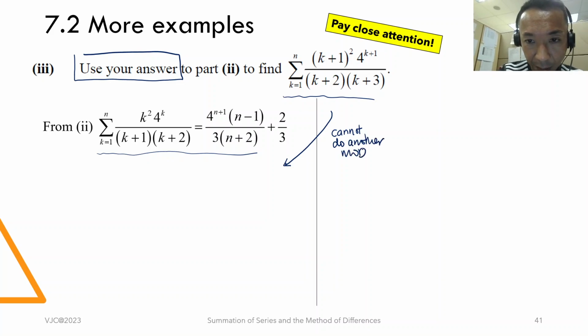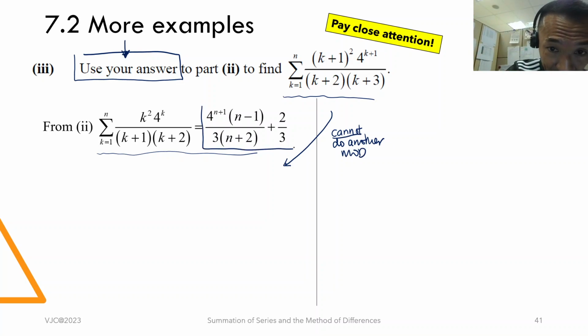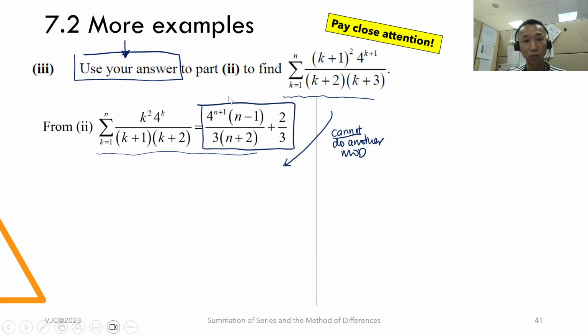do another MOD. Why cannot? Because the question asks us to use your answer. That means you are literally going to use this answer from part 2. This is from part 2. The result from part 2. So the moment you start from here and you say, oh, I want to do another MOD, I know how to do another MOD. Wrong, cannot. Not that it's wrong. The question doesn't allow you to do that.